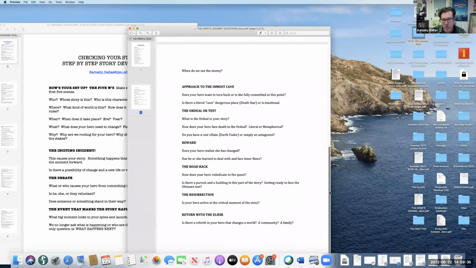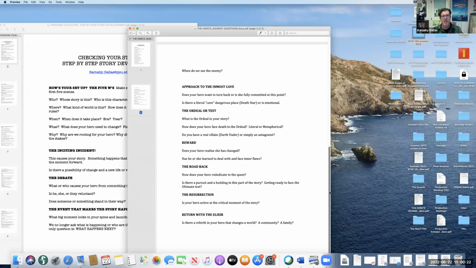As I said, the huge advantage to asking yourself the hero's journey method is the instant raise of the stakes. Approach to the inmost cave, go into the most dangerous place, right? Your hero might not have hit the midpoint, might not be fully committed, right? But sending the hero to the most dangerous person in the most dangerous place will commit them. This is the click, this is the turn, right? And this is the question that everybody has to ask, whether you're doing the hero's journey or not. Is there a literal cave, the Death Star, or is it an emotional place, right?